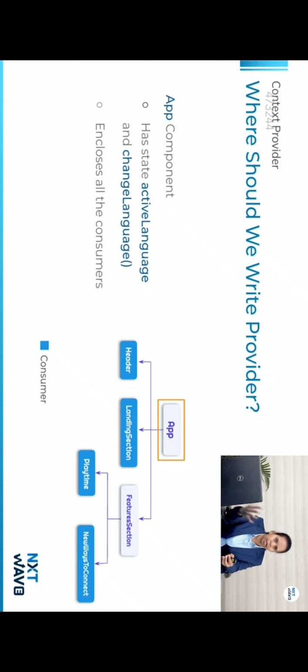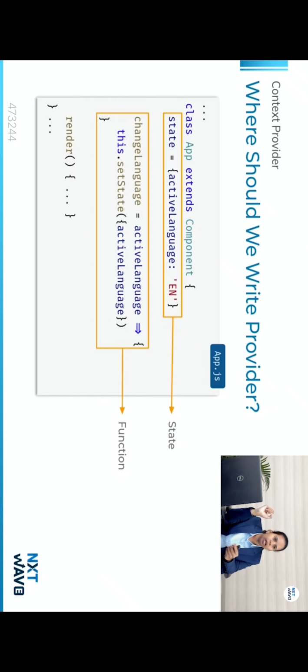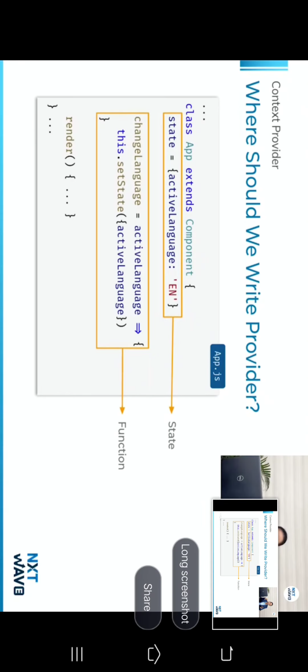Based on that, you have to take a decision about where you have to write the provider component. In our case, it's very straightforward. That is the app, right? The app will enclose all the consumer components that have to be re-rendered, and also it has the state and the change language method, right? So it's appropriate. Let's write the provider component in the app component. Here you can see that within the state, we have the active language, and we already have a function change language using which we are updating the state with a new active language. So appropriately the render method will be called and everything will be re-rendered, right? So it's appropriate to write the provider component in the app component.